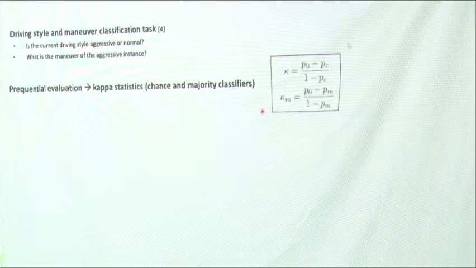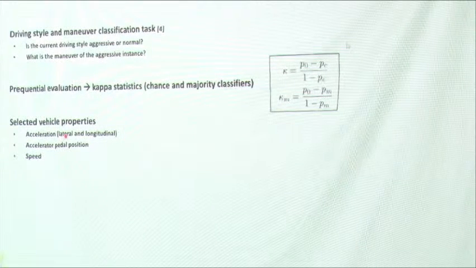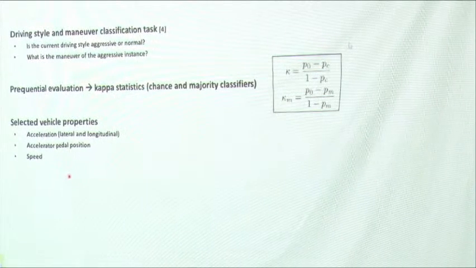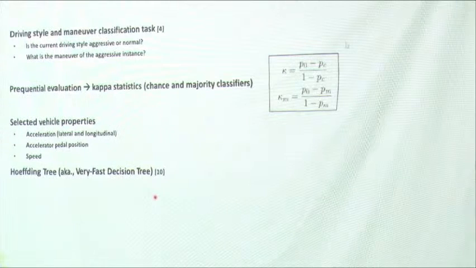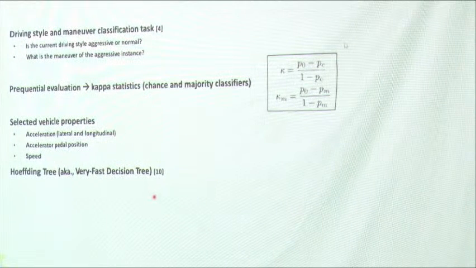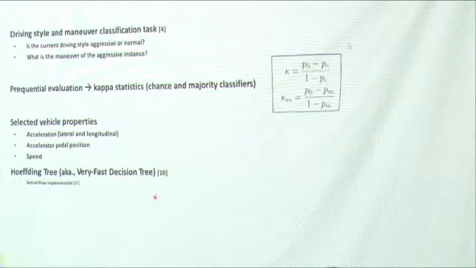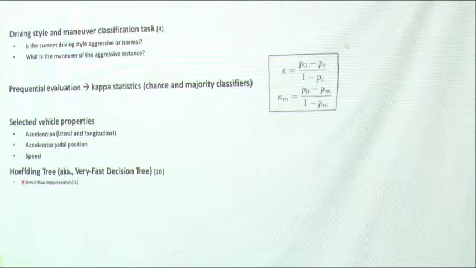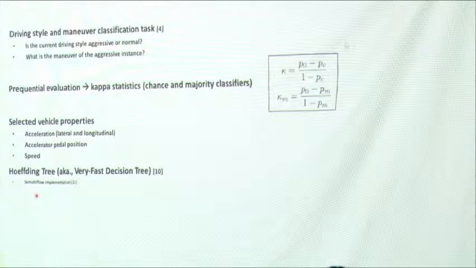I selected four properties: acceleration, lateral and longitudinal, the pedal position of the accelerator, and the speed for this specific example. And the model that I have tested is an online version of the decision tree. It's called the Hoeffding tree, also known as the very fast decision tree. So you can refer to this. This framework is called scikit-multiflow. There is a new version called River, where you can have this type of online machine learning models implemented.